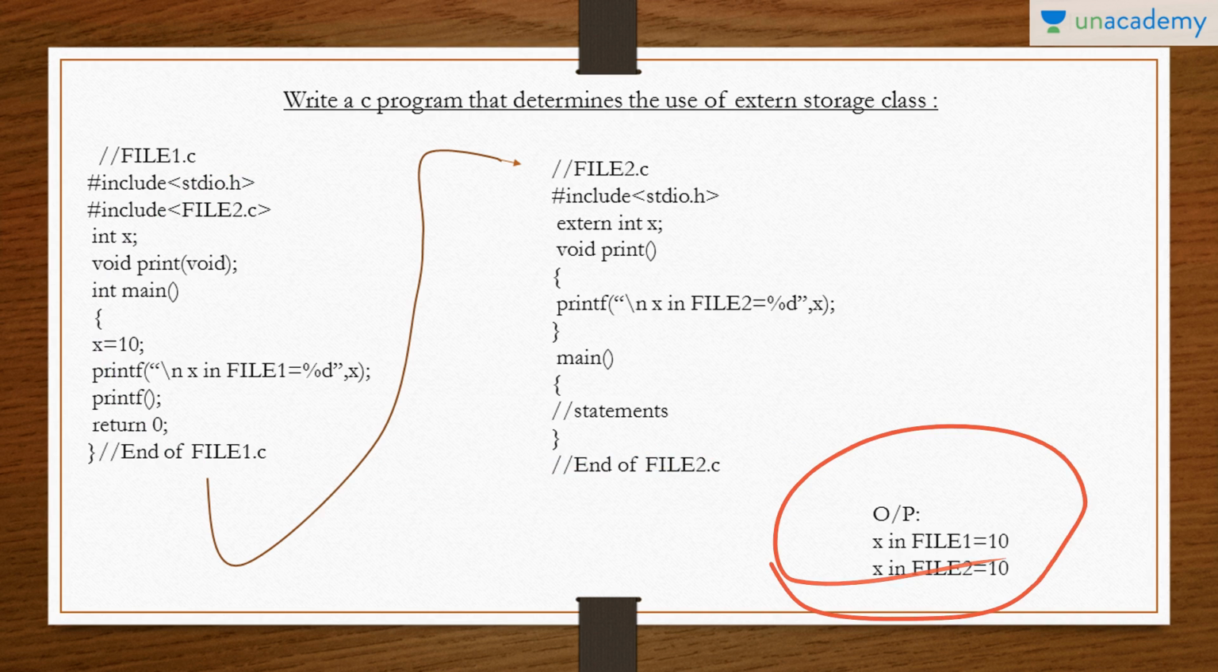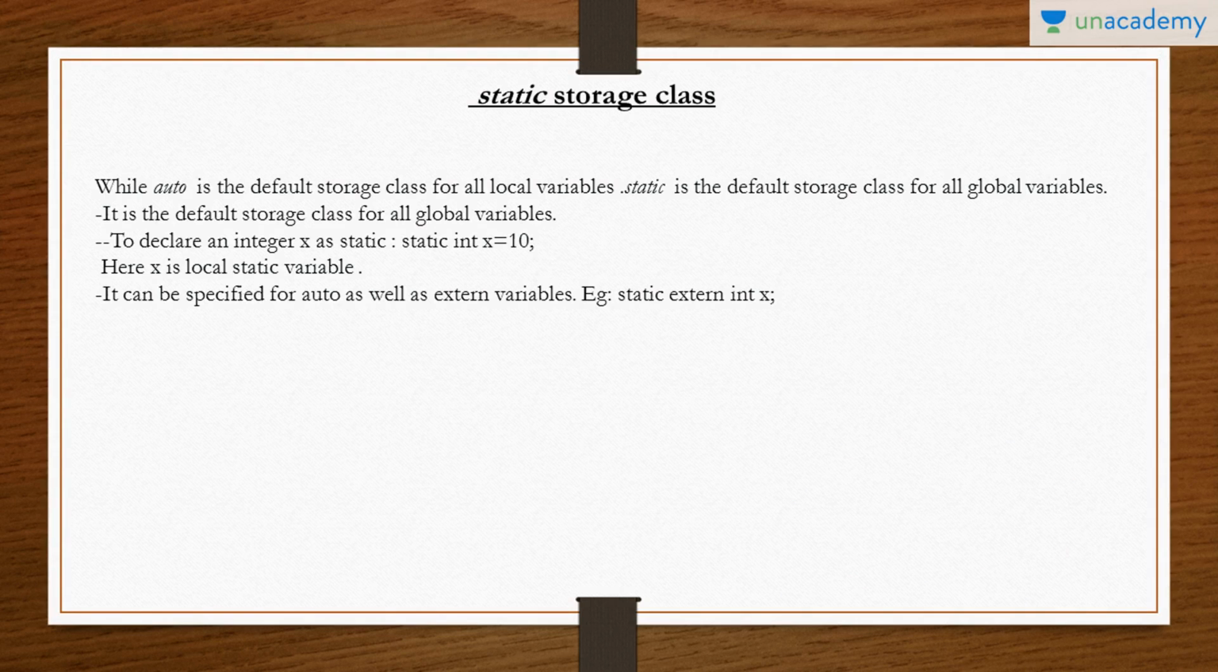Now let's move ahead to what the static storage class is. While auto is the default storage class for all local variables, meaning for a single function or a single block, static variables have a lifetime of the entire program. That is, memory for a static variable is allocated when the program begins running, and it is freed when the program terminates.